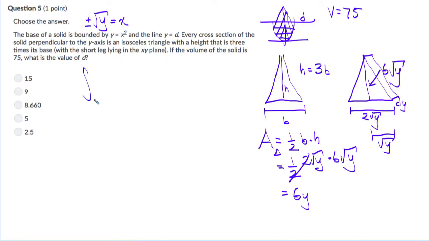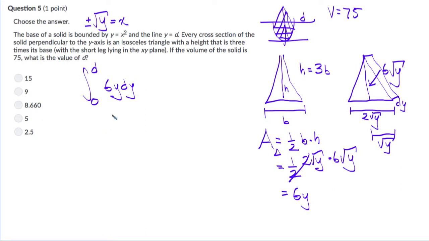So it's going to be the integral between 0 and, okay, this is going to be all in terms of y, so it starts at a height of 0, ends at a height of d. So from 0 to d of, and my volume is going to be 6y dy. So 6y dy, multiply all of the dimensions together, and I solve.